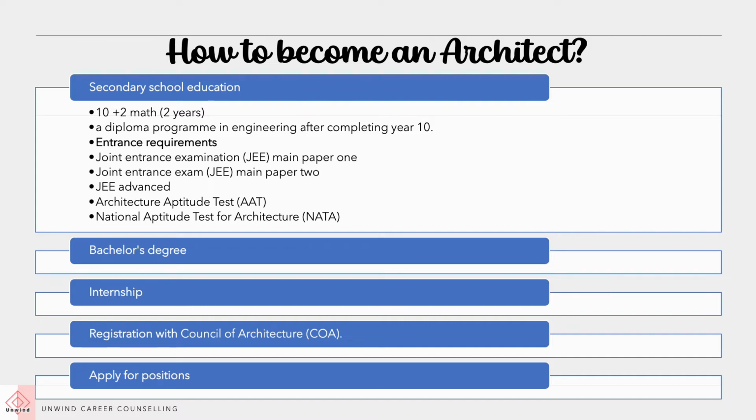After completing your internship, you will have to register yourself with COA, that is the Council of Architecture. Typically, this involves completing an online application and submitting the proof of your bachelor's degree. Consider checking the guidelines in your area to make sure you meet all the regulations. After registering yourself, you need to then apply for various positions, or you can work as a professional architect.